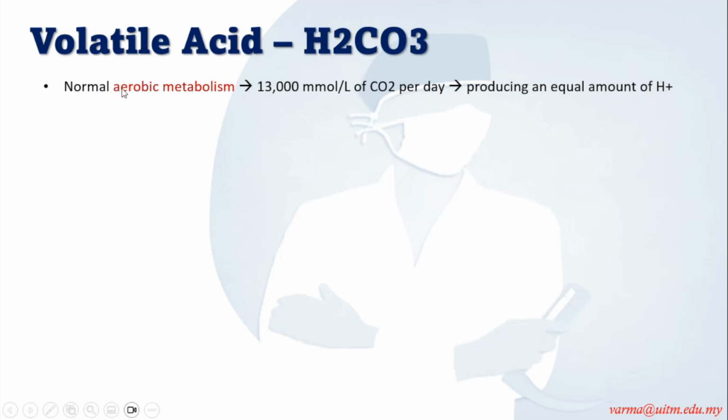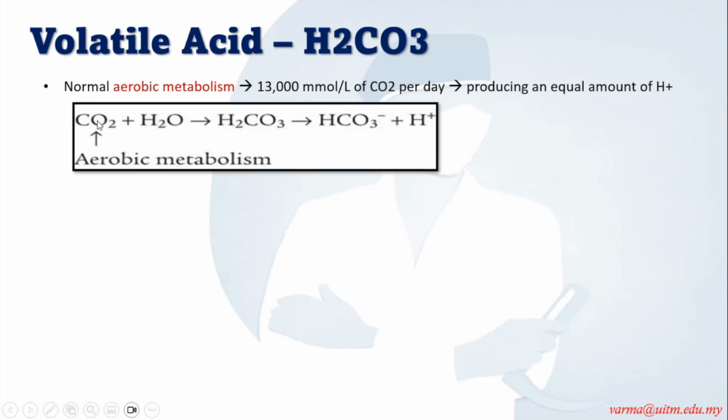Okay. Normal aerobic metabolism. Aerobic metabolism consumes oxygen and produces carbon dioxide. They produce a very large amount of carbon dioxide per day. It means that carbon dioxide can react with H2O to produce H2CO3. That H2CO3 can break down into bicarb and an equal amount of hydrogen ion. Means more CO2, more hydrogen ion. So CO2 plus H2O, with CO2 coming from aerobic metabolism, becomes H2CO3. H2CO3 breaks down into bicarb and hydrogen ion.